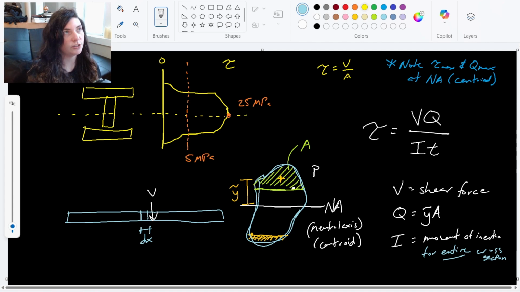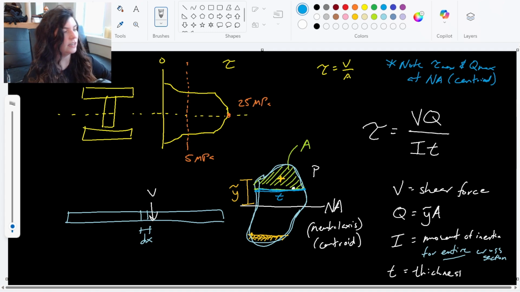And then finally, our last term in here is T. And T is the thickness of our cross-section at the point of interest. For this example that we have here, this distance right here would be T, the thickness from one end to the other at the point of interest. So there's a lot going on in this equation. There's a lot of new things. Let's go ahead and do an example talking a little more in depth about this new Q term, this first moment of area.